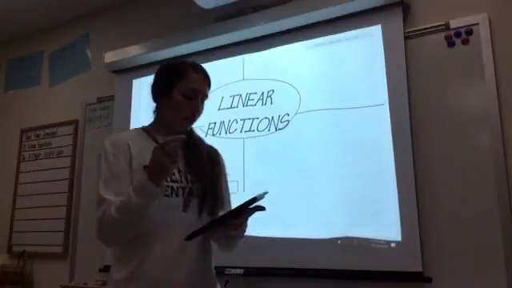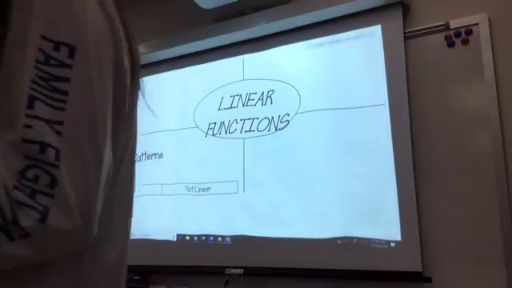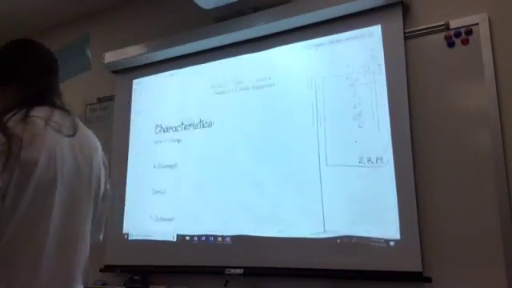Linear functions. Y'all are going to notice my notes are off a little bit, so I'm going to have to be around the screen a little bit more. But your notes are printed correctly, so make sure you're paying attention to your notes.